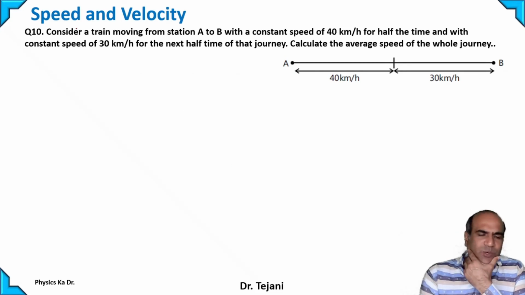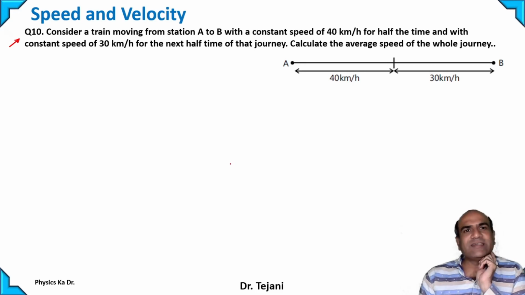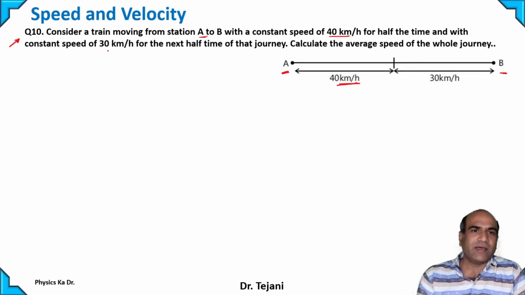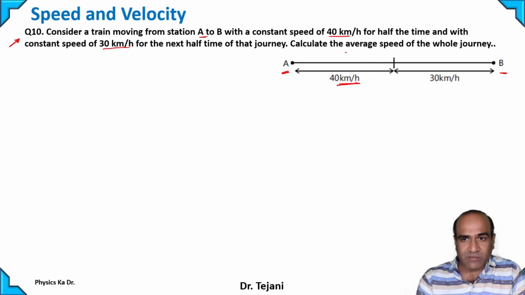And this is question number 10. Consider a train moving from station A to B. Let us assume this is station A, this is station B, with a constant speed of 40 kilometers per hour for the first half of the time, and 30 kilometers per hour for the next half of the time. That means we are talking about time.